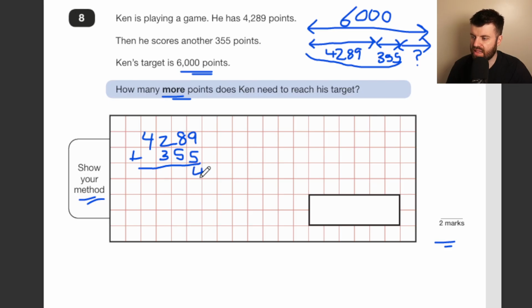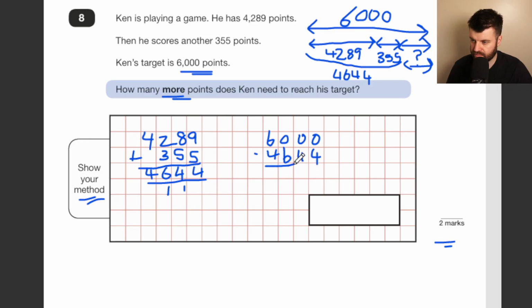That's 14. 8 plus 5 plus 1 is 14 again. 3 plus 2 is 5 plus 1 is 6, and the 4 comes down. So Ken is currently on 4,644. So we know that this is 4,644. To figure out how much more he needs, we're going to have to take the total, in this case 6,000, and subtract 4,644.